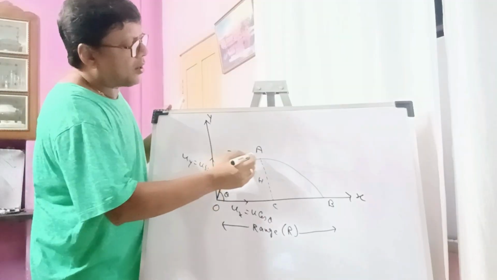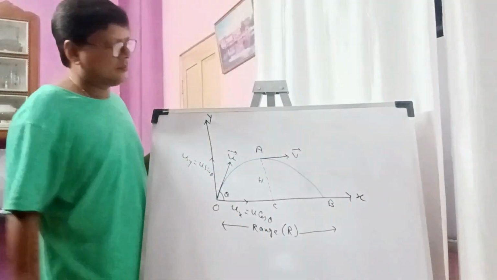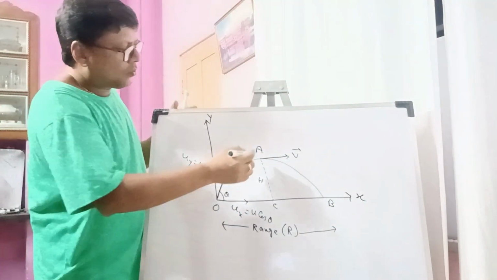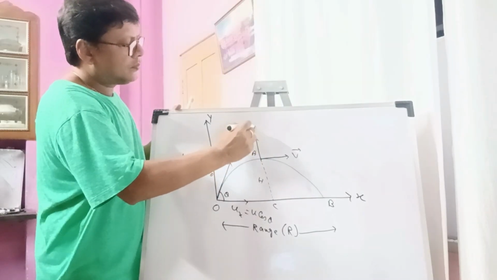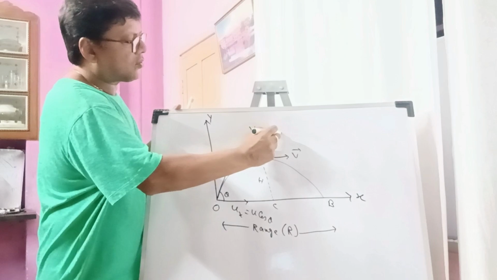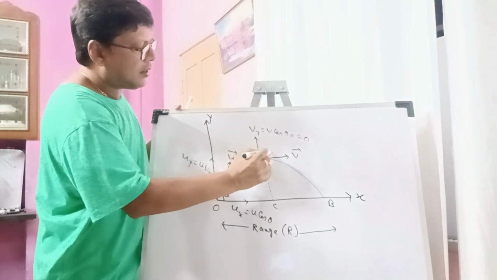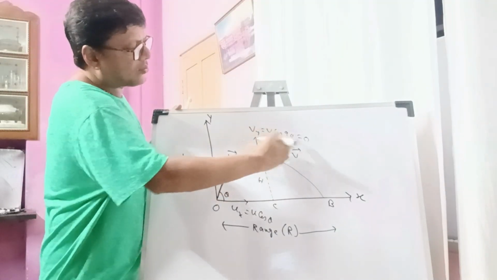It is going upward, upward, upward. At this direction the velocity is here, not component, velocity is here. So at the highest point A, the velocity component equals V cos 90 equals 0. That's what I told you earlier. This angle is 90 degree. So at the highest point A, the vertical component of velocity equals V cos 90 equals 0.